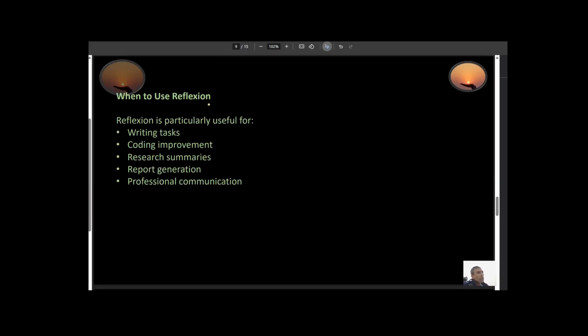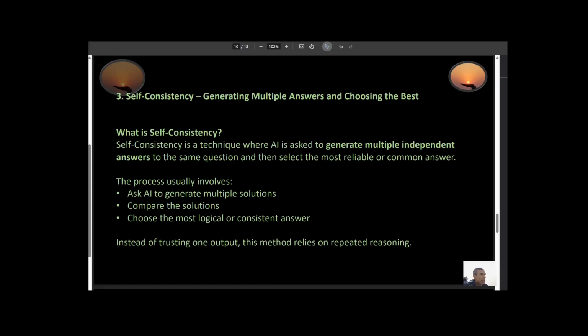So when should you use reflection? Reflection is particularly useful for writing tasks, coding improvement, research summaries, report generation, and even professional communication. In these types of scenarios, you want to use reflection.